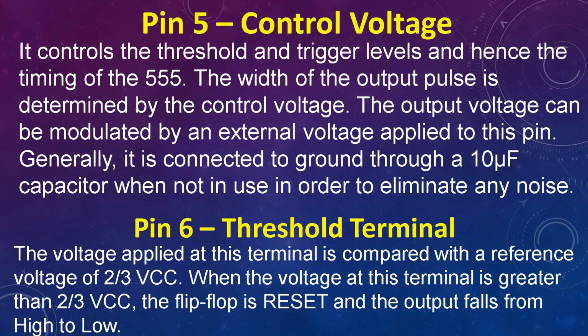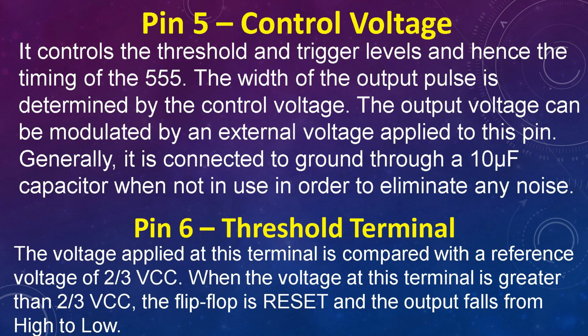Pin 5, control voltage. It controls the threshold and trigger levels and hence the timing of the 555. The width of the output pulse is determined by the control voltage. The output voltage can be modulated by an external voltage applied to this pin. Generally, it is connected to ground through a 10 nF capacitor when not in use in order to eliminate any noise.